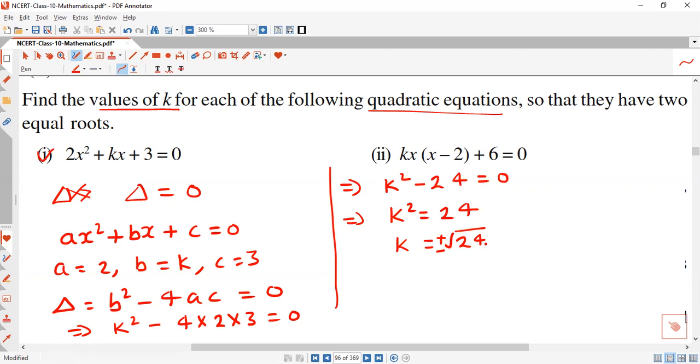and the square root of 24 will give us the value. You see, 4 6's are 24. It will come out as 2 root 6. See how it comes out: I will write down here plus minus square root of 4 into 6, and the square root of 4 is 2, and root 6 will remain as root 6. So k comes out plus minus 2 root 6.